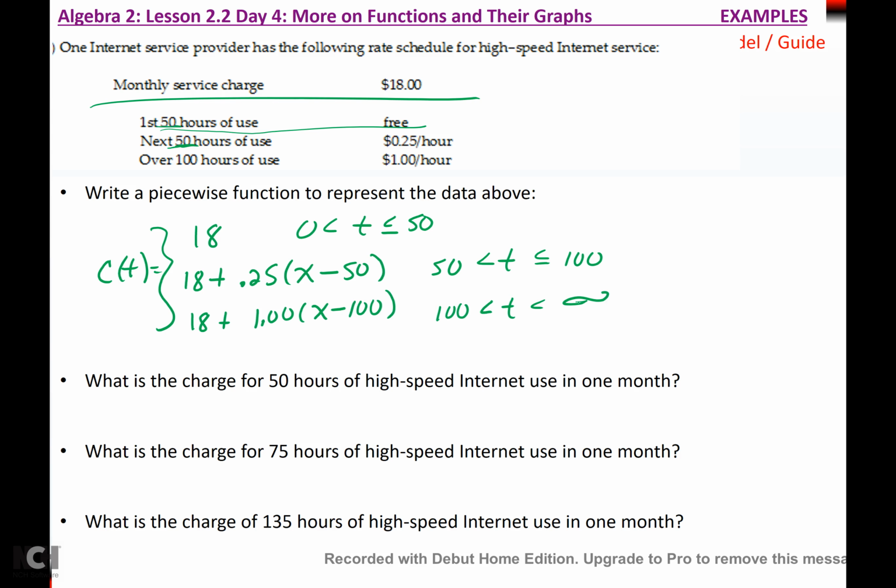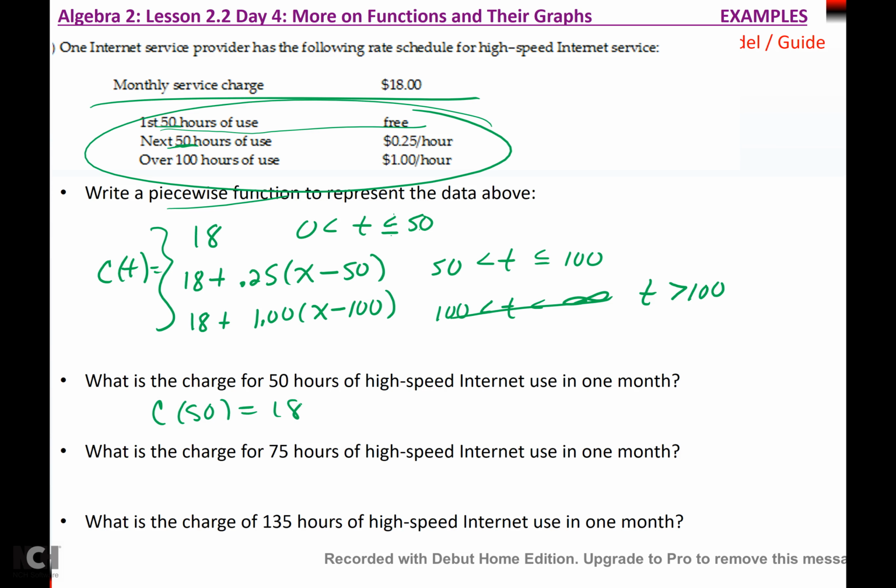I mean, you could write it like this, but that's just silly. So instead of writing it like this, they say for any time over 100. There's my piecewise function to represent the plan. Okay, so it says, what is the charge for 50 hours of high-speed internet use in 1 month? 50 hours is less than or equal to 50, so my cost for 50 hours is $18.